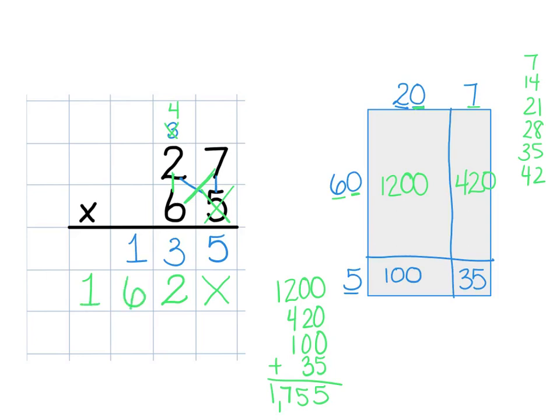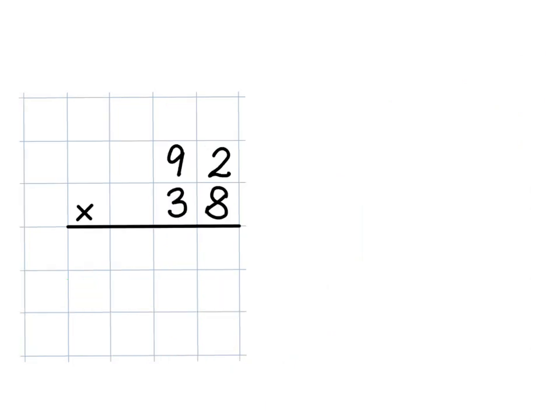Now I need to add up these two numbers, this one and this one. So 5 plus 0 is 5. 3 plus 2 is 5. 1 plus 6 is 7. And 1 plus nothing is 1. We got the same answer here and here. So this answer is correct. In the next problem, we're going to do 92 times 38.